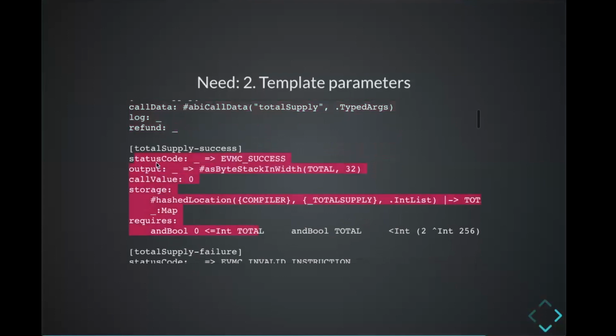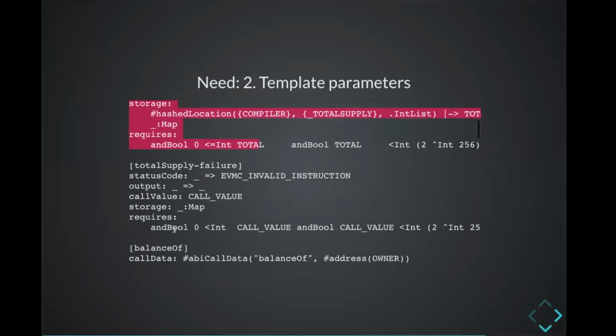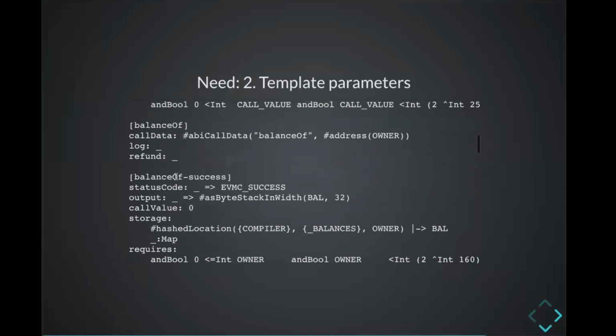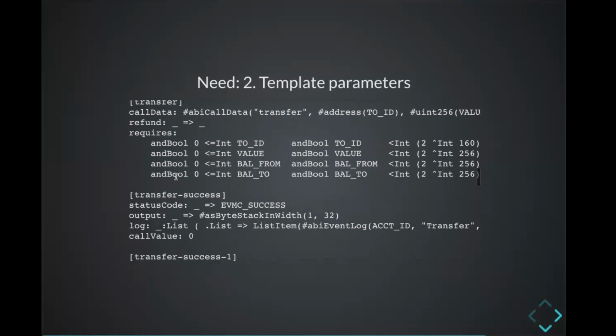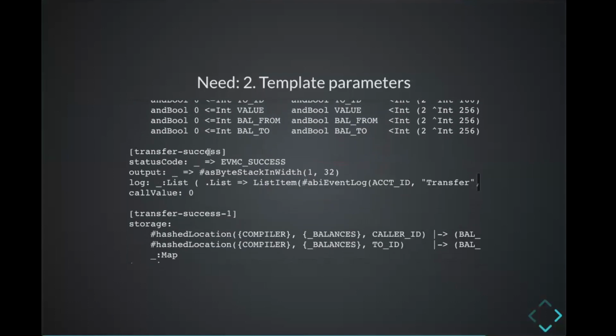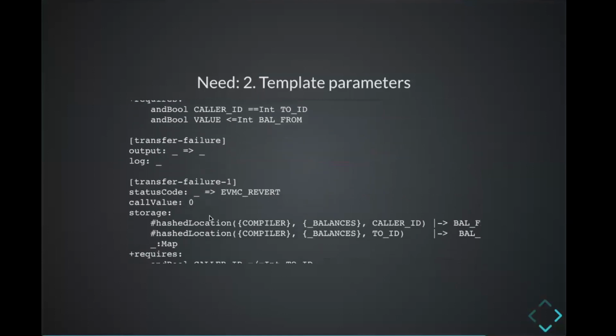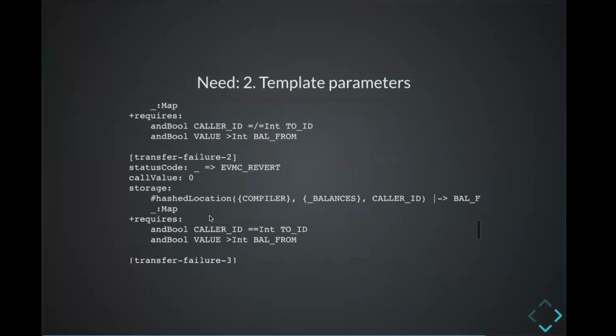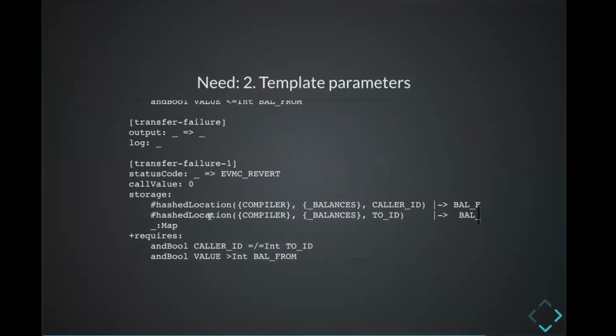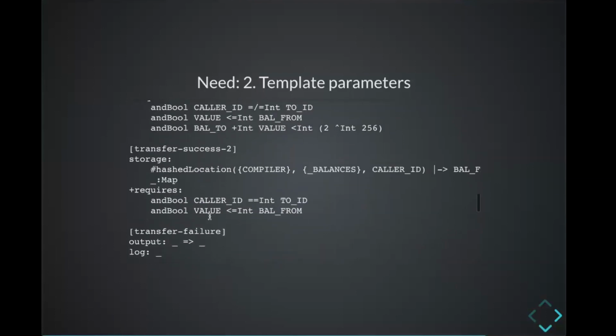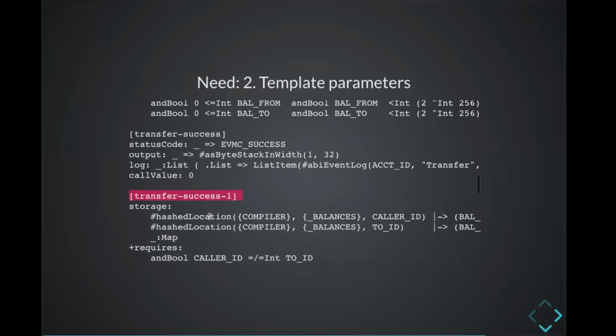This defines a total supply case. This defines a total supply failure case. Same for balance and balance of. And finally, for transfer, we also have subclasses for success, because there's more than one of them. And finally, we also have subclasses for failure. And let's look at just one of them to see how it actually works.